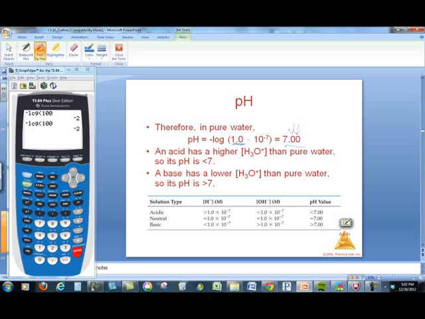Okay. So we know that an acid has a hydronium ion concentration higher than that of pure water, so its pH is going to be less than 7. Okay, and a base has a lower hydronium ion concentration than pure water. It's going to have a pH that's greater than 7.